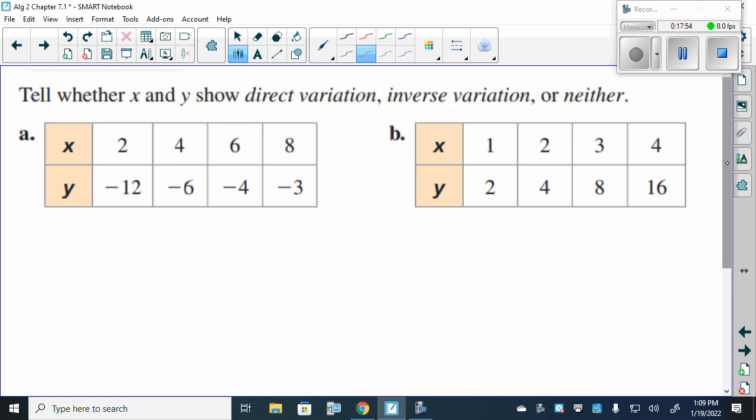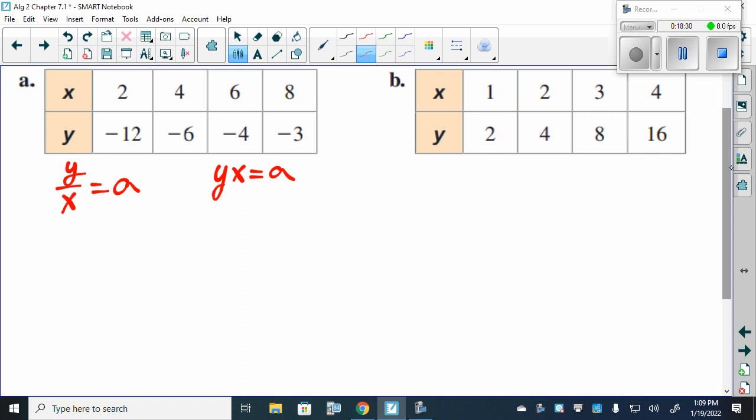Now, with both of these here, if they show a direct variation or inverse variation, they do have a constant value, or a constant rate of change between them. We do have two variations of the equations, but the one that's going to be nicest here is y over x is equal to a for our direct variation, because we can directly relate x and y to that value of a. And for inverse, we can say y times x is equal to a. And if they do have a direct or inverse variation, that value of a should remain the same across all the terms.